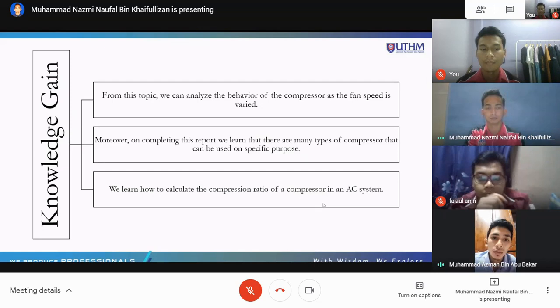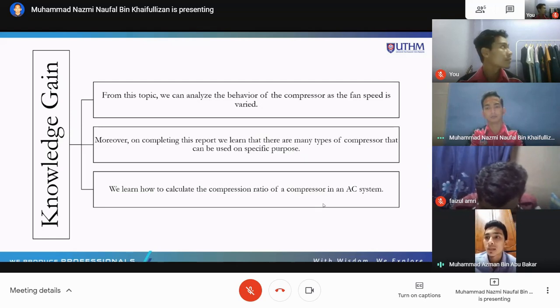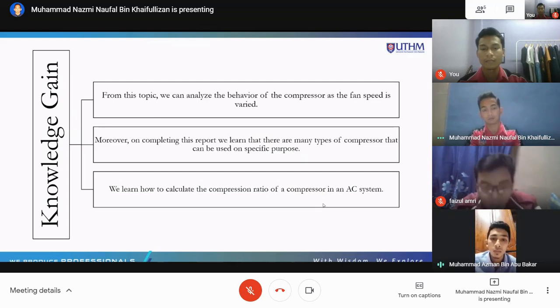Okay, I will continue with the knowledge gain. First, from this topic, we can analyze the behavior of the compressor as the fan speed is varied. Moreover, on completing this report, we learned that there are many types of compressor that can be used for specific purposes. And lastly, we learned how to calculate the compression ratio of a compressor in an AC system.